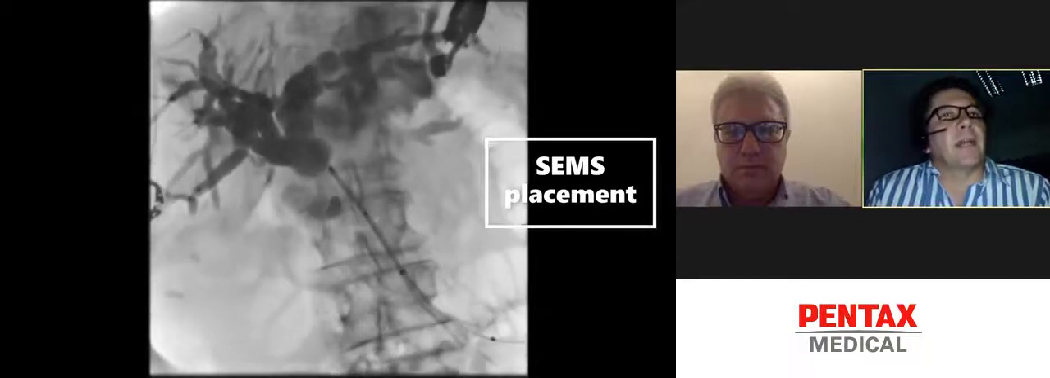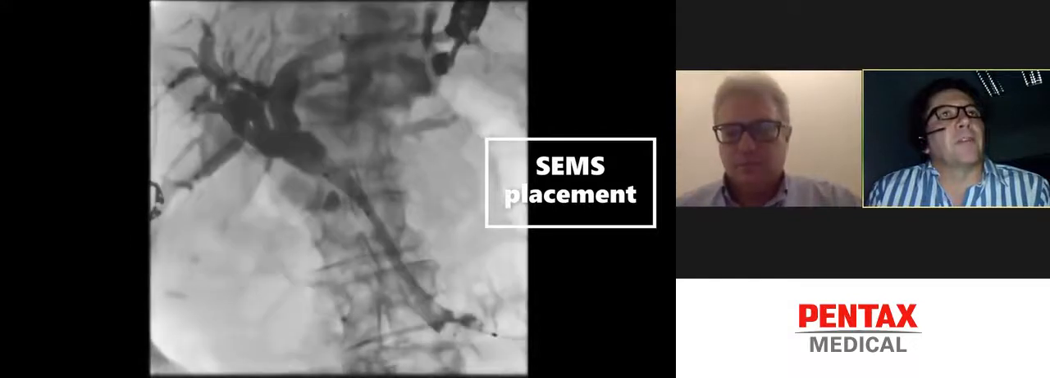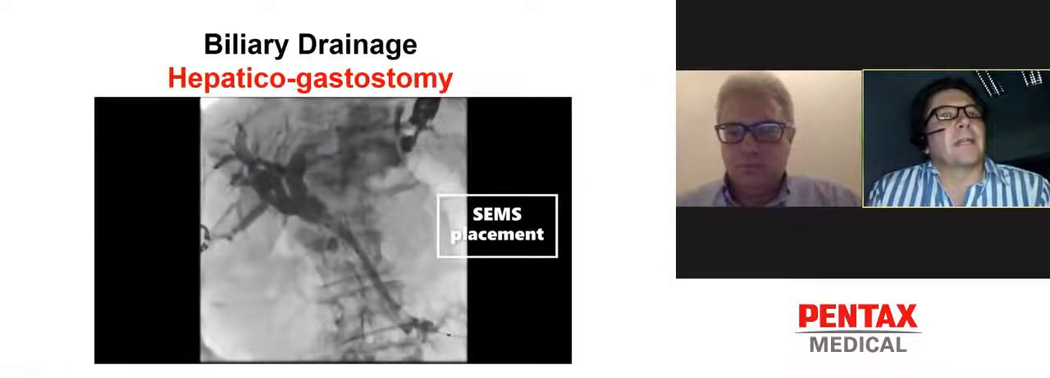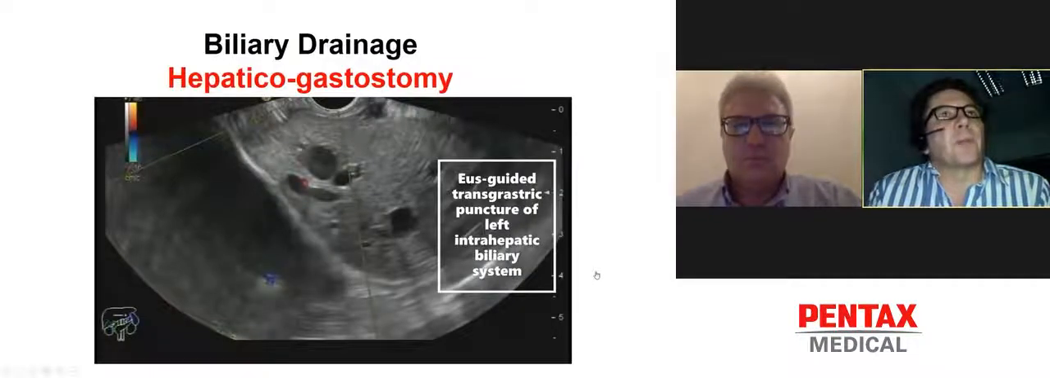I think the value of doing this is that you don't create a fistulous tract, so that's one advantage, but also should there be stent dysfunction later on, you can always come back and do a hepaticogastrostomy if your patient is still fit enough for further endoscopic work. So I think that there is, in my opinion, more than one solution to this problem.